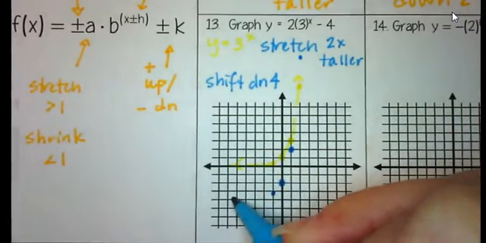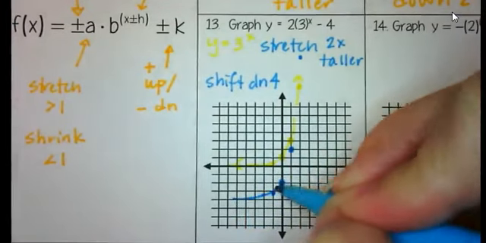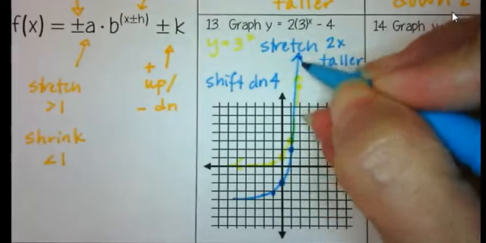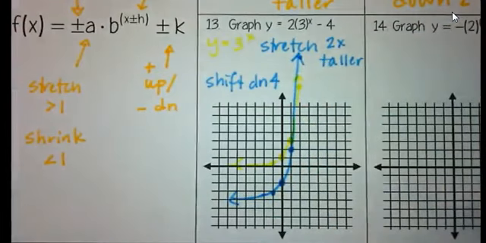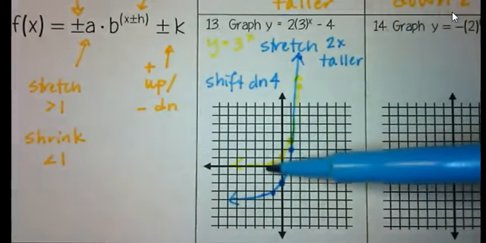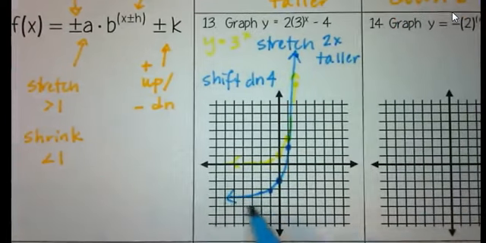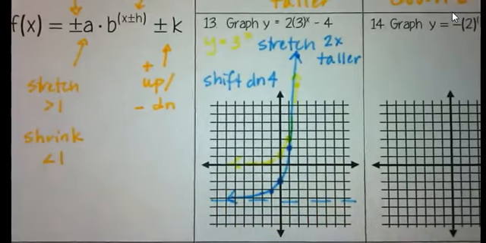I did a good job. Okay, so now here is the curve, and you can tell that it is steeper than the original one, so it's 2 times taller, and it was shifted 4 spaces down. So what that means now is that our asymptote would be right down here at -4.